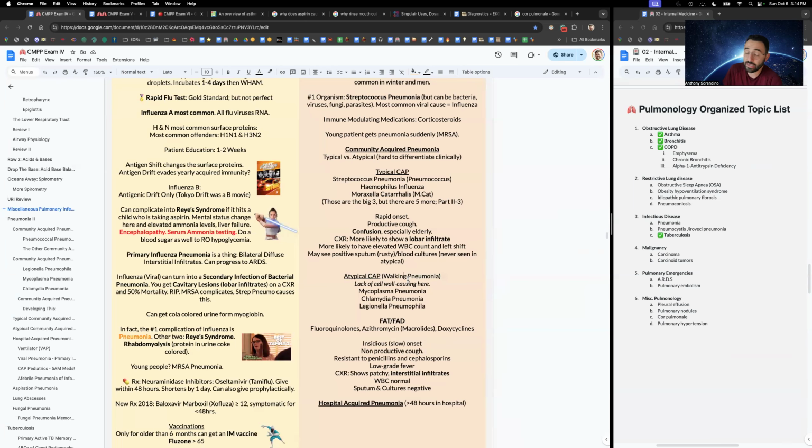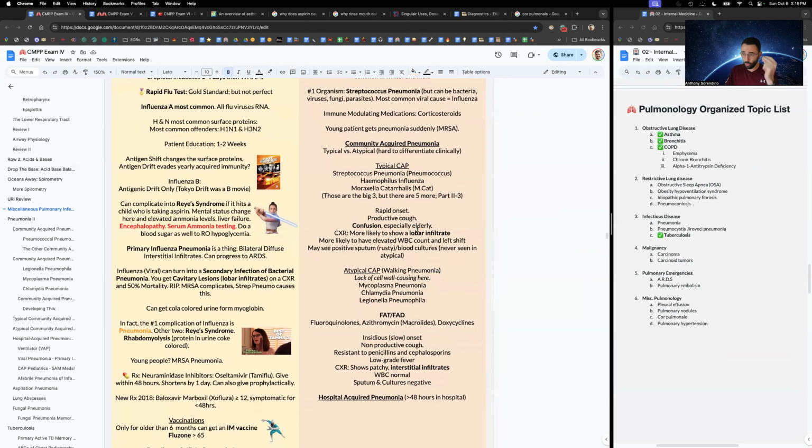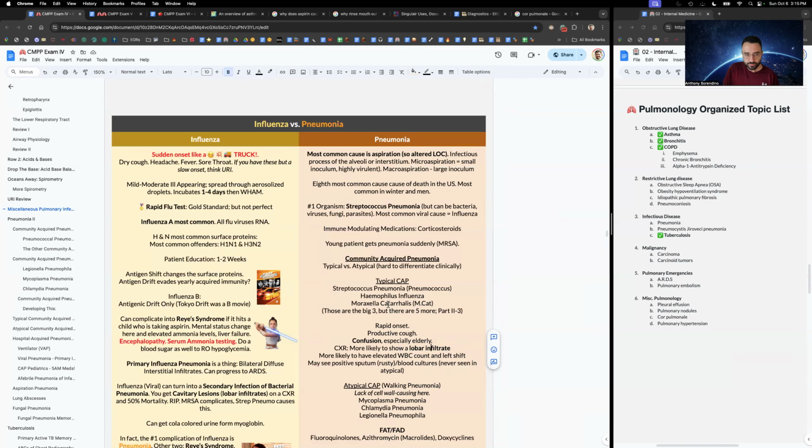I don't know why I put walking. I honestly don't know what walking pneumonia is. That's not really a thing that we use. Okay, generally these are more of an insidious onset. It's a non-productive cough, a low-grade fever. You're going to get more interstitial infiltrates. With typical, it's more rapid, more like the flu, more productive cough. It's not common for people to have a non-productive cough when they're really sick. So you think productive cough more with typical, and then lobar infiltrates versus interstitial.